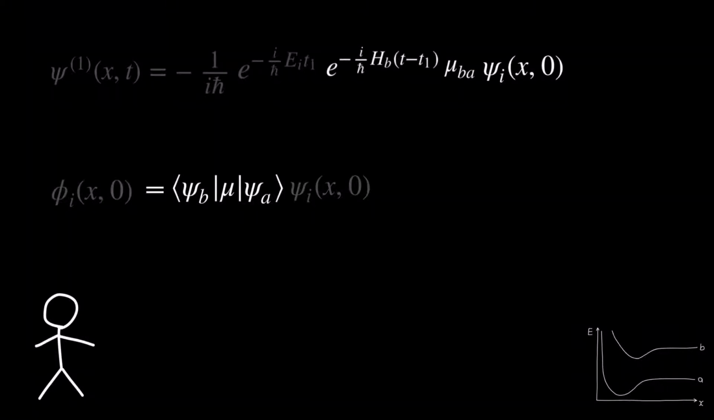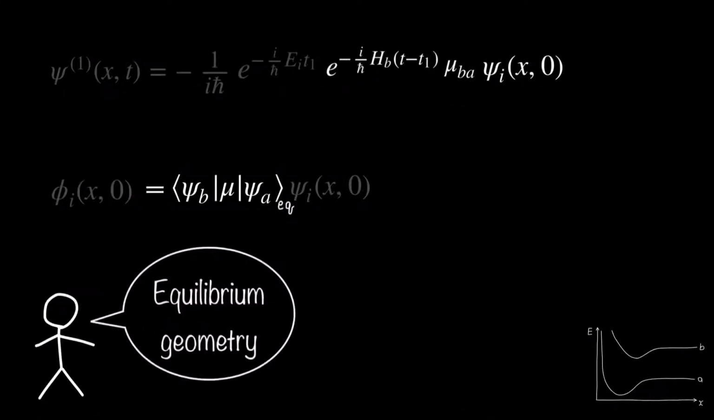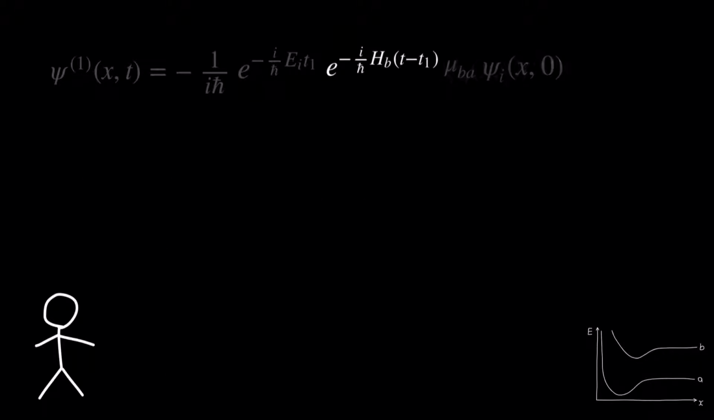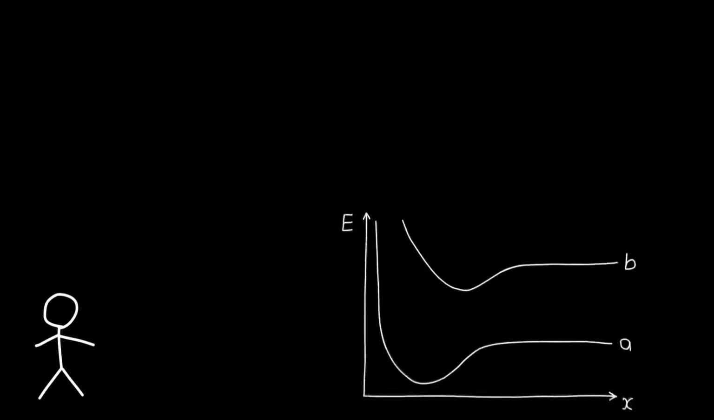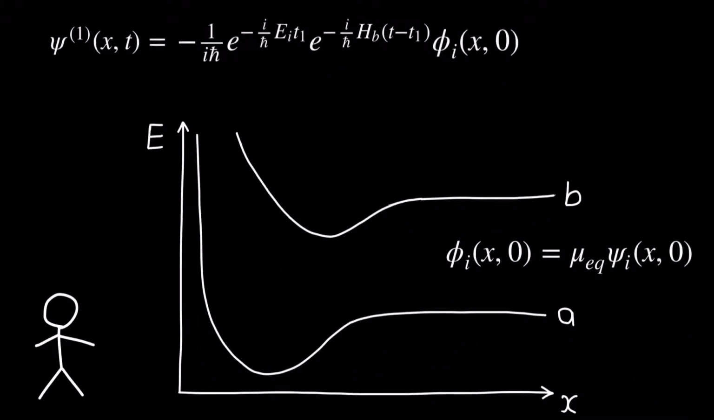It is found that this dipole integral only weakly depends on x, and so it can be thought of as just some constant number. Let's replace it with whatever the result would be in the equilibrium geometry. Thus, the wave function that gets transported to the excited level is an exact replica of the initial wave function, just multiplied or rescaled by some constant dipole value.